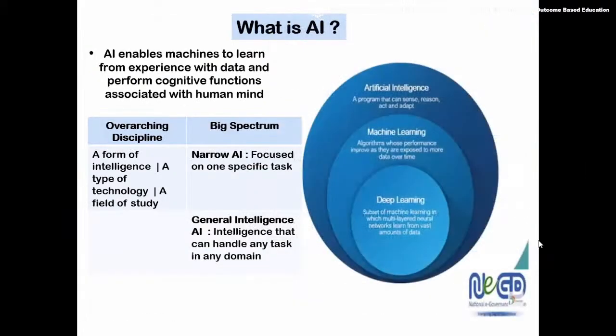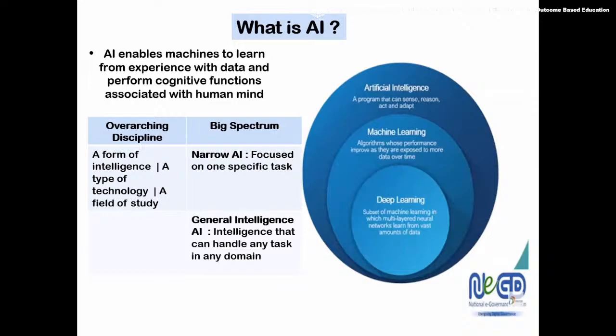So what is AI? If we talk about artificial intelligence, this is a slide from the NeGD, National e-Governance Division, under the Ministry of IT. AI enables machines to learn from experience with data and perform cognitive functions associated with the human mind. The overarching discipline of AI is a form of intelligence, a type of technology, and a field of study. So we are all going through the narrow AI area, where we focus on one specific task. Moving on, AI is moving to general intelligence, where AI can handle any task in any domain.